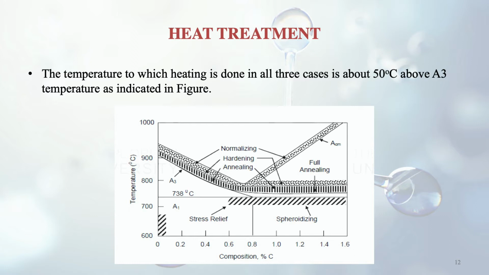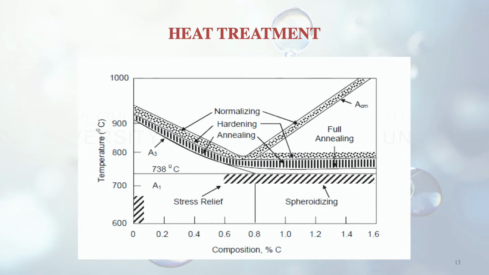The temperature to which heating is done in all these three cases is about 50 degrees centigrade above the A3 temperature, like we have discussed earlier. The A3 temperature is 910 degrees centigrade in the iron carbon phase diagram. Here is the figure for that. You can see three processes in the figure. The first one is annealing, the second one is hardening, and the third one is normalizing.